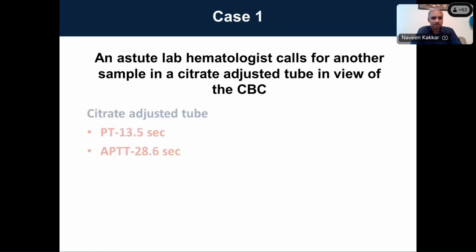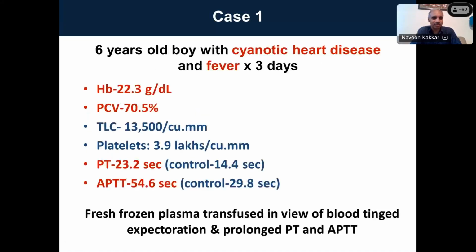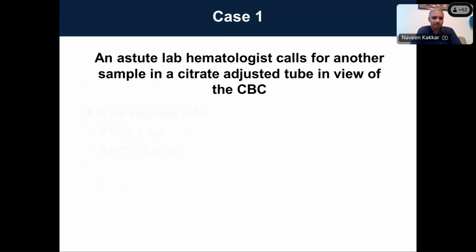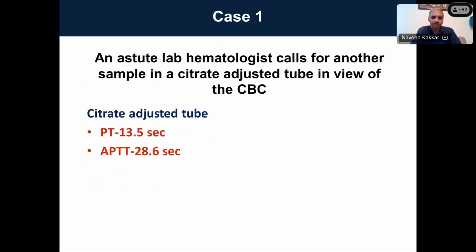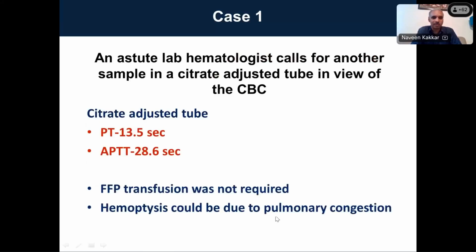So what has happened? In the citrate adjusted tube, the second tube now, their values are absolutely normal. So from complete derangement, PT, aPTT, we are now at completely normal values. So what has happened? Let's look at the next slide coming up. So in this case, actually then the FFP transfusion was not required. And you could attribute the hemoptysis due to pulmonary congestion.